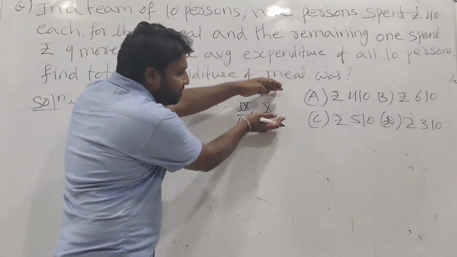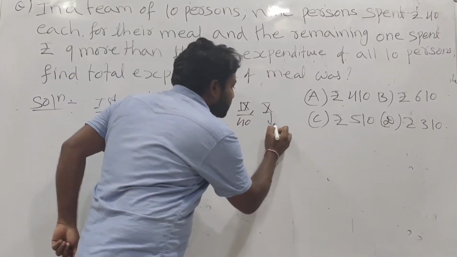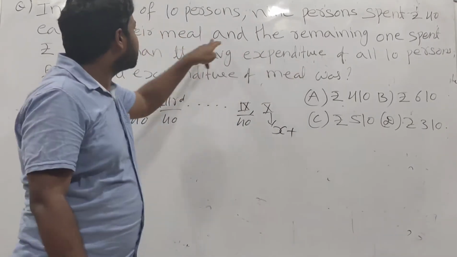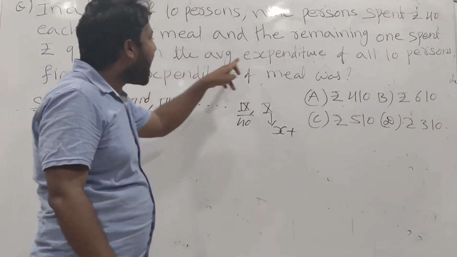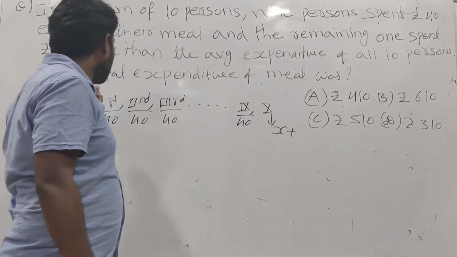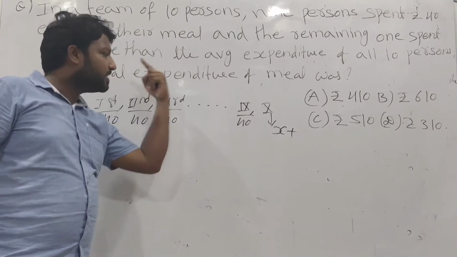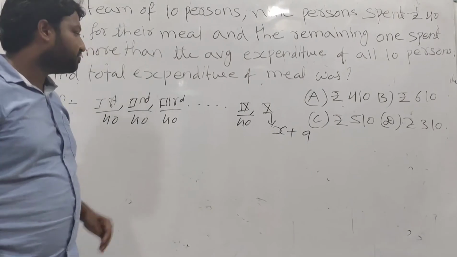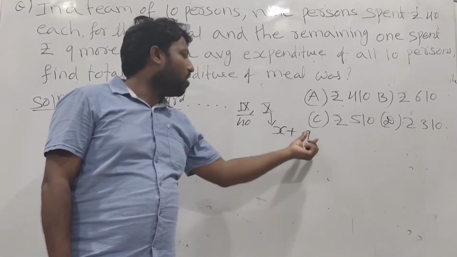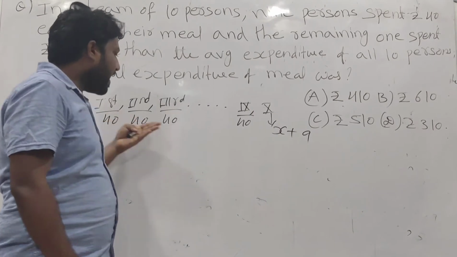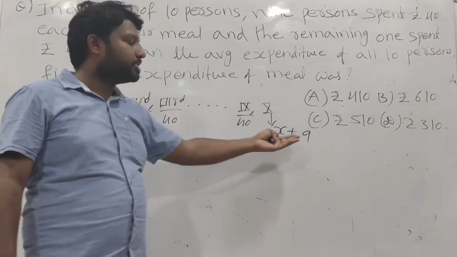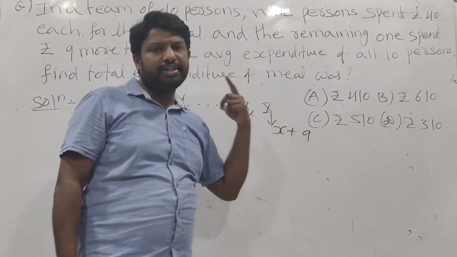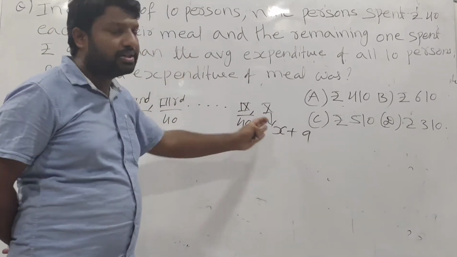So how much is he spending? He is spending 9 rupees more than the average. For example, if the average is X, he is spending 9 more than the average expenditure of all 10 persons. Suppose this person also spends 40, so 40 plus 9. If the average is 40, this person is spending 49 rupees, 9 more than that average. If I don't know the average, I am taking it as X. So he is spending 9 rupees more than the average of all the 10 people.